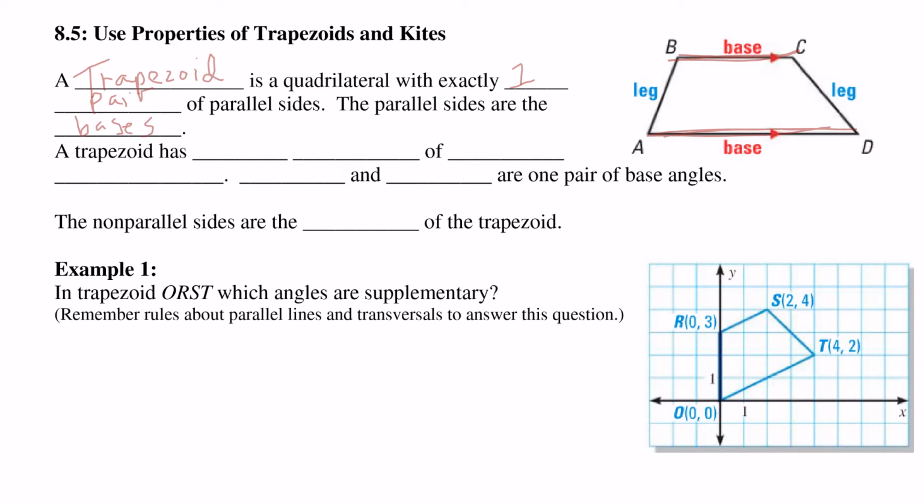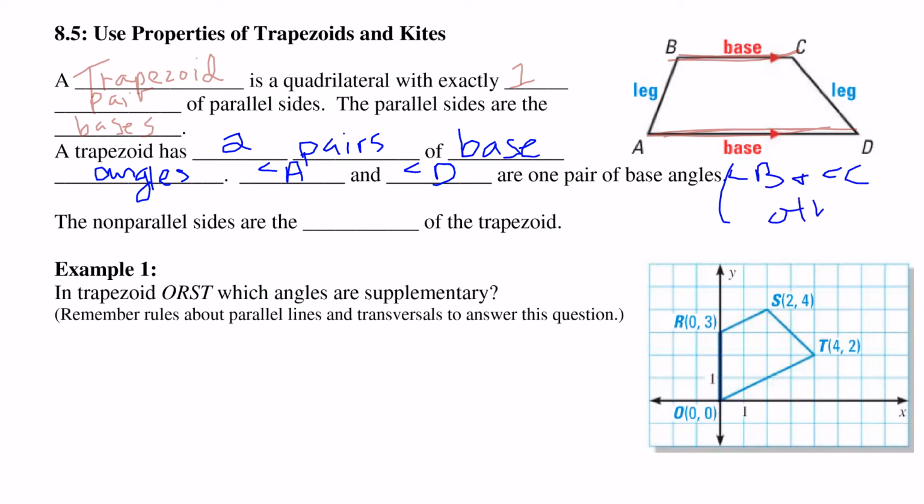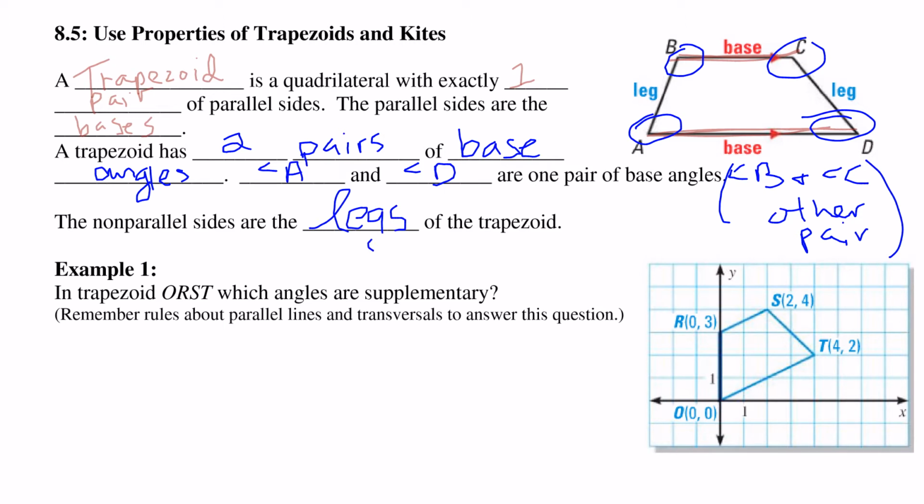So the trapezoid has two pairs of base angles, and an example of one would be angle A and angle D. Another set would be angle B and angle C, the other pair. You can see that they are right there and right there. The non-parallel sides are called the legs of your trapezoid.